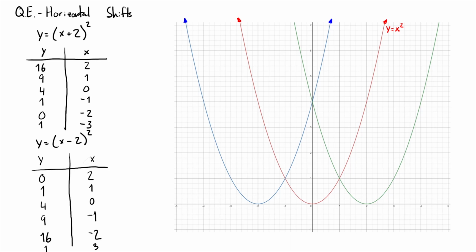So let's look for (-2, 0). If I look at -2 here for this one, we have 16, so that doesn't work. With this top one though, we have (-2, 0), so that works, and we have (-1, 1), that also works. So in this case, the blue graph is going to be y equals (x plus 2) all squared, and therefore the green one is going to be y equals (x minus 2) squared.